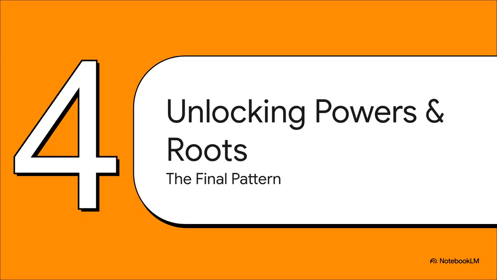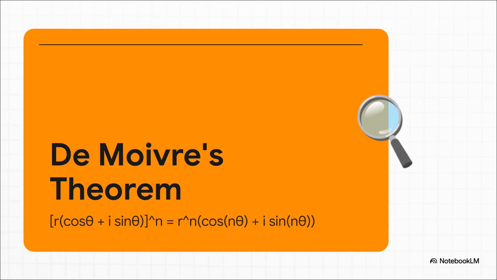So arithmetic makes these cool geometric shapes. But the truly mind-blowing patterns, they show up when we start looking at powers and roots. This is where the complex plane reveals its final and most beautiful secret. The master key that unlocks all of this is something called de Moivre's theorem, and it's really just a superpowered version of our spin and stretch rule. To raise a number to a power, you just raise its distance r to that power, and you multiply its angle theta by that power.